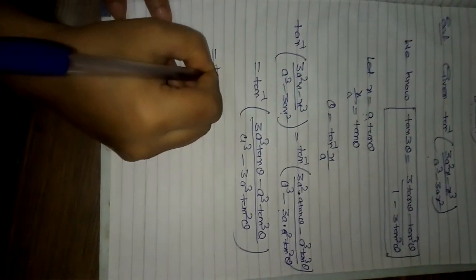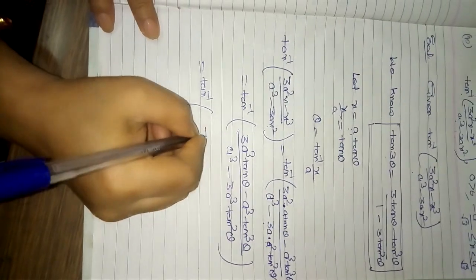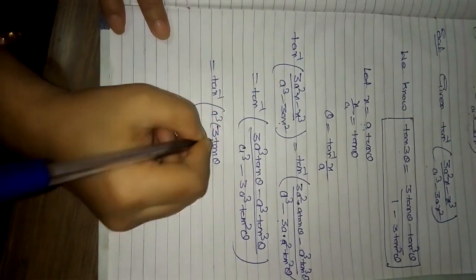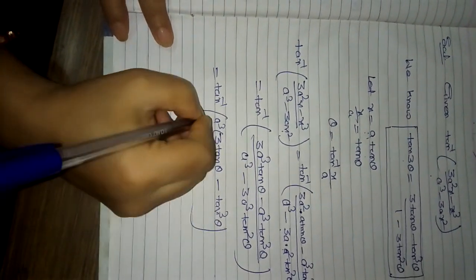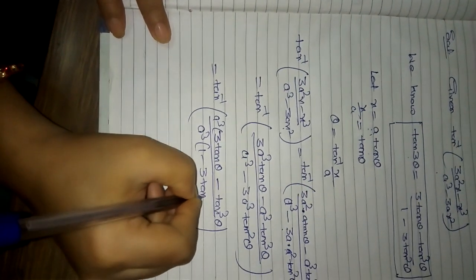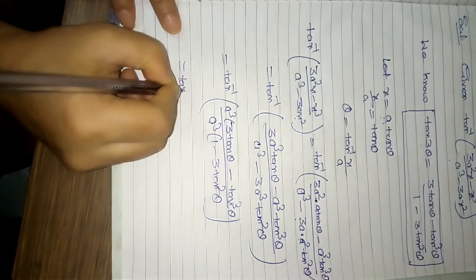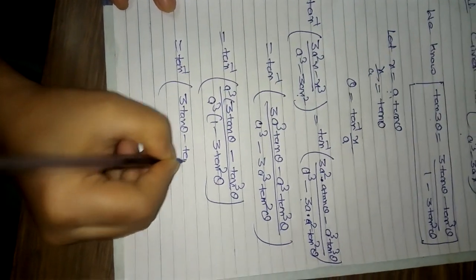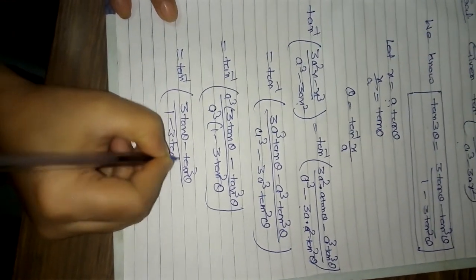Now tan inverse, here we will take a cube common, so what is left? 3 tan theta minus tan cube theta, over a cube common, 1 minus 3 tan square theta. Now this a cube cancels with this, what is left? Tan inverse of (3 tan theta minus tan cube theta) upon (1 minus 3 tan square theta).